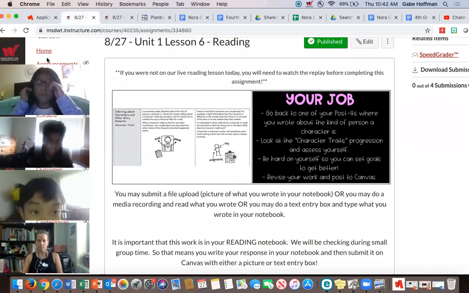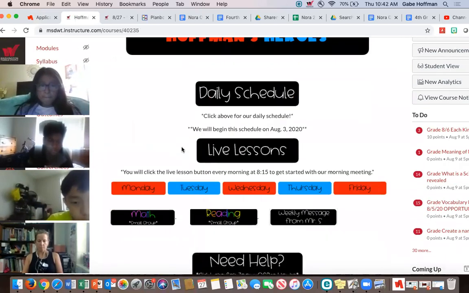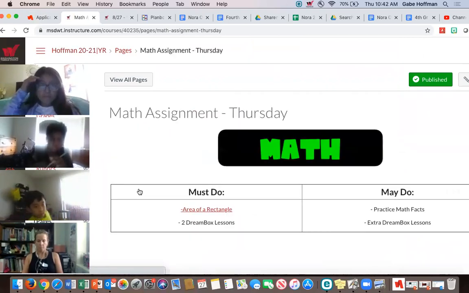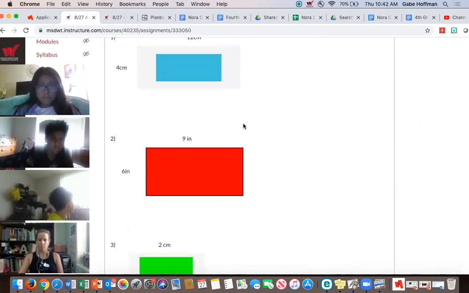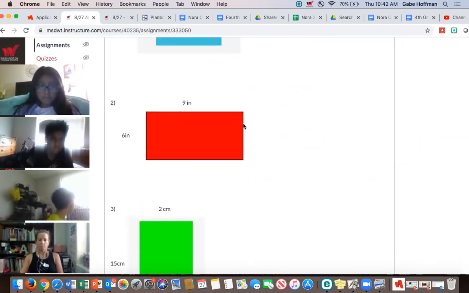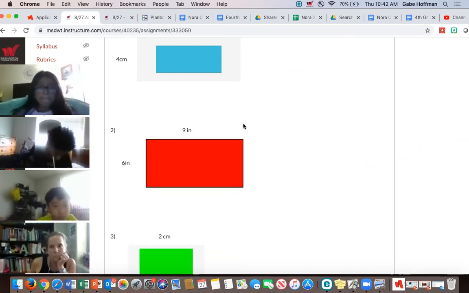So you're going to go to Canvas, you're going to go to Thursday, and you're going to go to math. Area of a rectangle is your assignment today. It is 3 rectangles, and it says find the area of the following rectangles. And notice it says in yellow, explain how you got your answer. Just like before, you get 1 point for solving and finding the area, and you get 1 point in each one for explaining how you got your answer. So you need to make sure you are explaining in detail how you got that answer. Does that make sense?